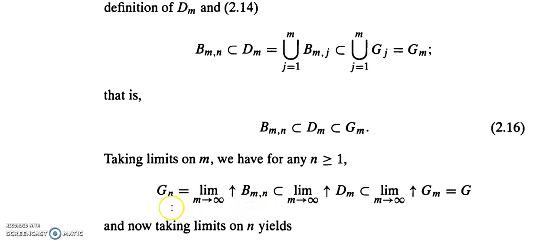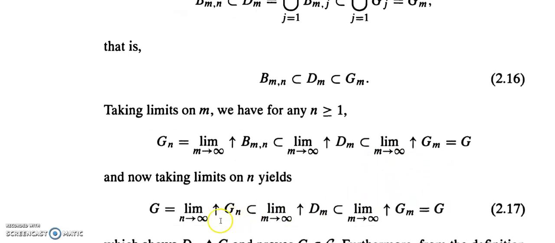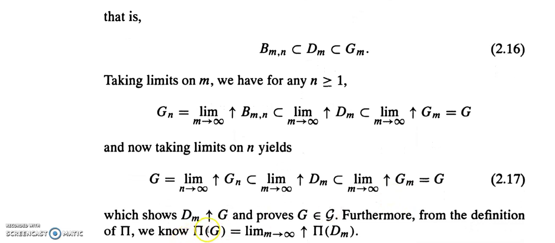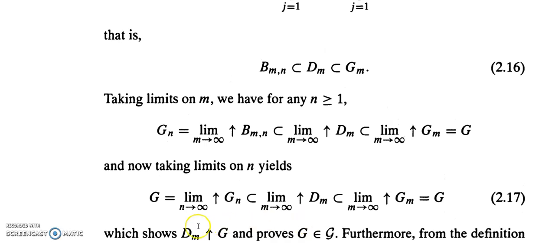Since limit m tends to infinity Bmn is Gn and limit m tends to infinity Gm is G, we get Gn contained in limit m tends to infinity dm contained in G. Now letting n tend to infinity, we get G equal to limit n tends to infinity Gn, which is contained in limit m tends to infinity dm, which is contained in G. That is, limit m tends to infinity dm is equal to G. That is, dm increases to G. G is the increasing limit of sequences in script A, and it proves G belongs to script G. So we get G belongs to script G.